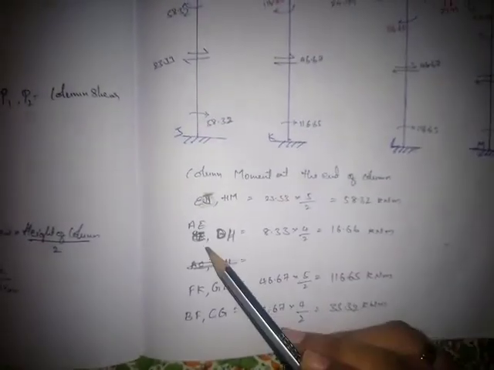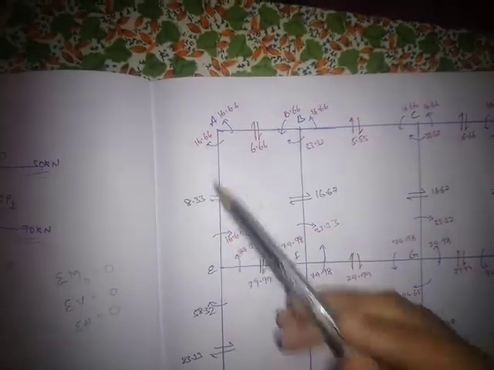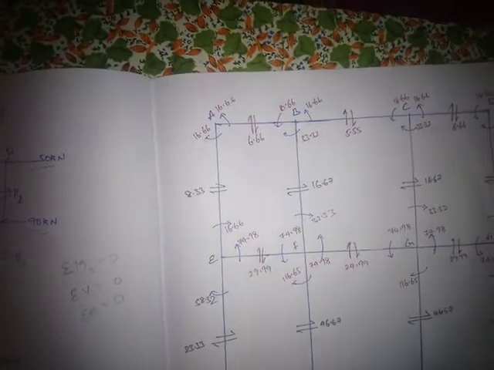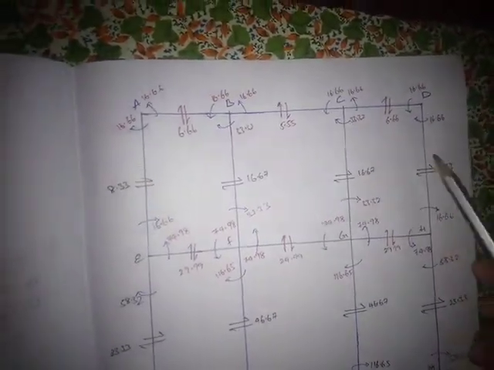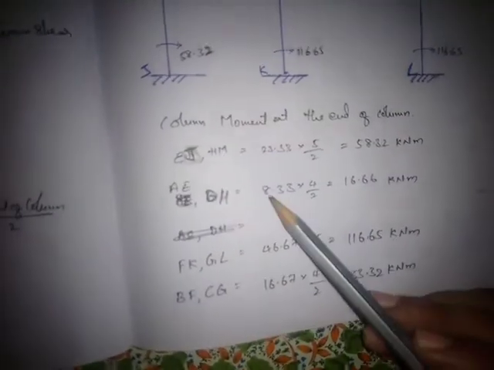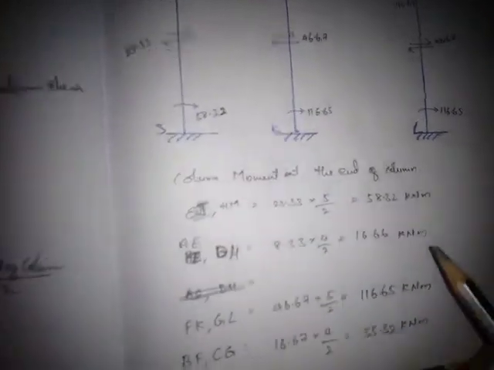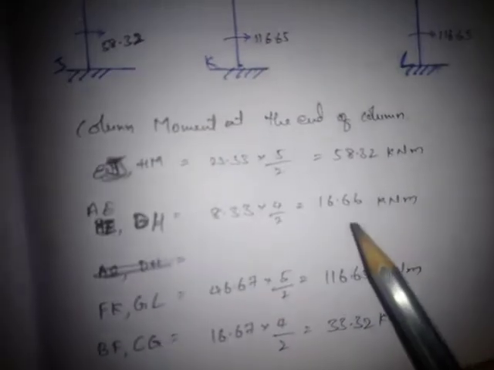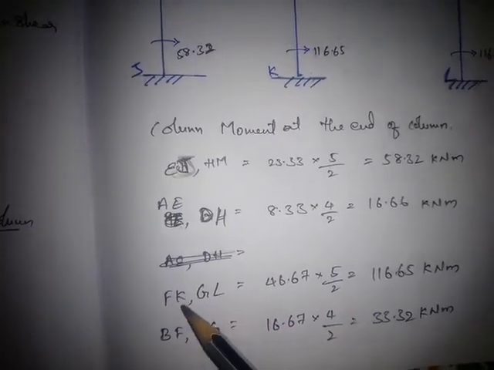Next, similarly for AE and DH. AE is nothing but the top story edge column, with respect to the left side, and DH is the edge column with respect to the top story and right side. So that is 8.33 into 4/2. As we have seen just now, the column height is 4 meters for the top story, so the moment is 6.66 kilonewton meter.